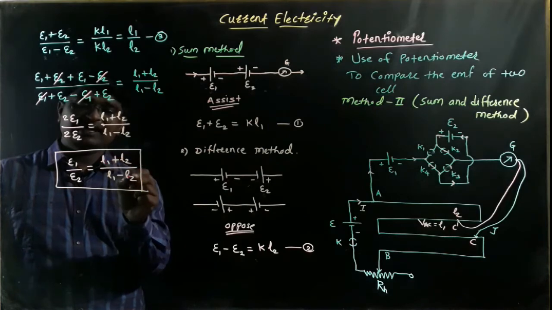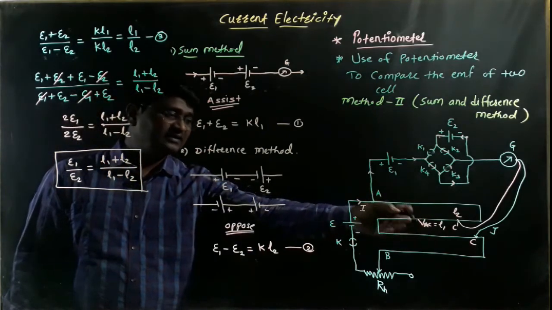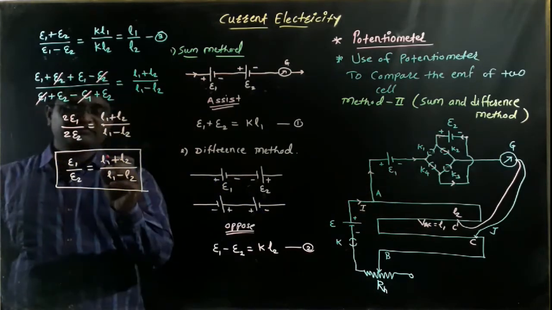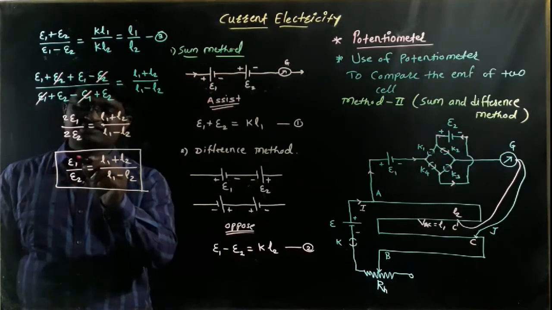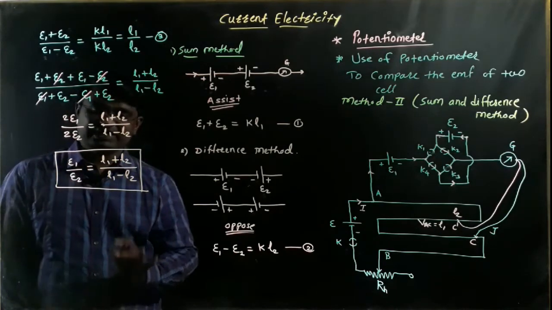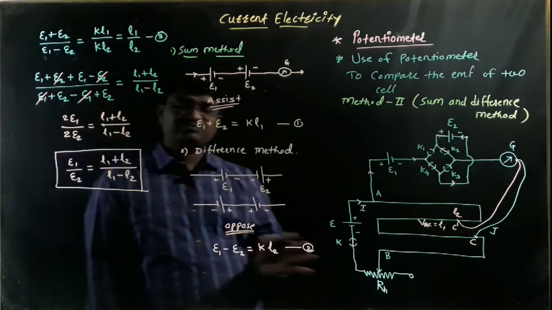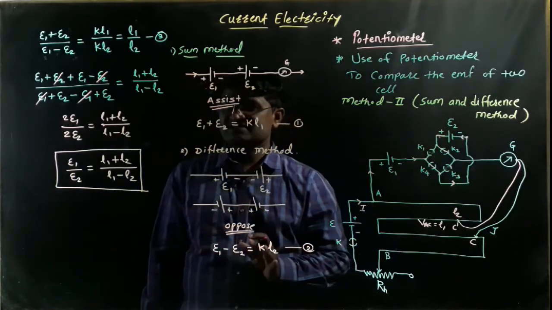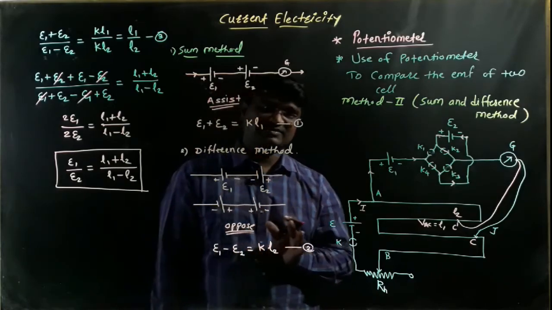By using this componendo and dividendo method, when we know the balancing lengths L1 and L2, we easily measure them with the help of the meter scale, because the meter scale is connected parallel to the potentiometer wire. When we know L1 and L2, we simply compare the EMFs of the cells, epsilon 1 and epsilon 2. This method is called the sum and difference method. By using this method we compare the EMF of two cells. I hope you understand. This is a very important method.